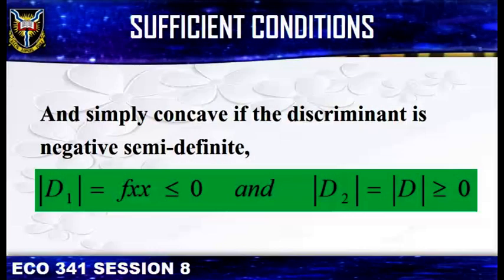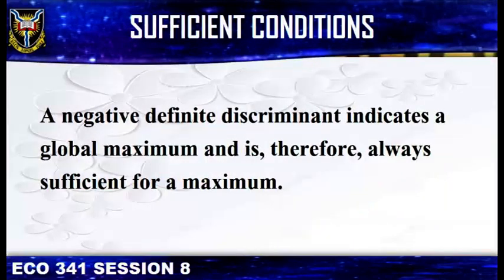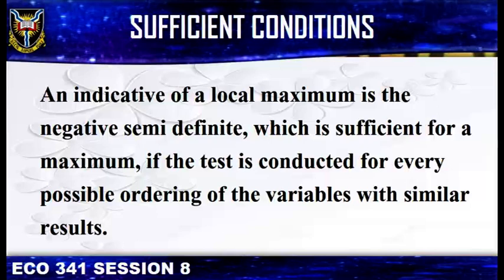and simply concave if the discriminant is negative semi-definite: modulo D1 is equal to fxx less than or equal to 0, and modulo D2 is equal to modulo D greater than or equal to 0. A negative definite discriminant indicates a global maximum and is therefore always sufficient for a maximum. A negative semi-definite discriminant is indicative of a local maximum, which is sufficient for a maximum if the test is conducted for every possible ordering of the variables with similar results.